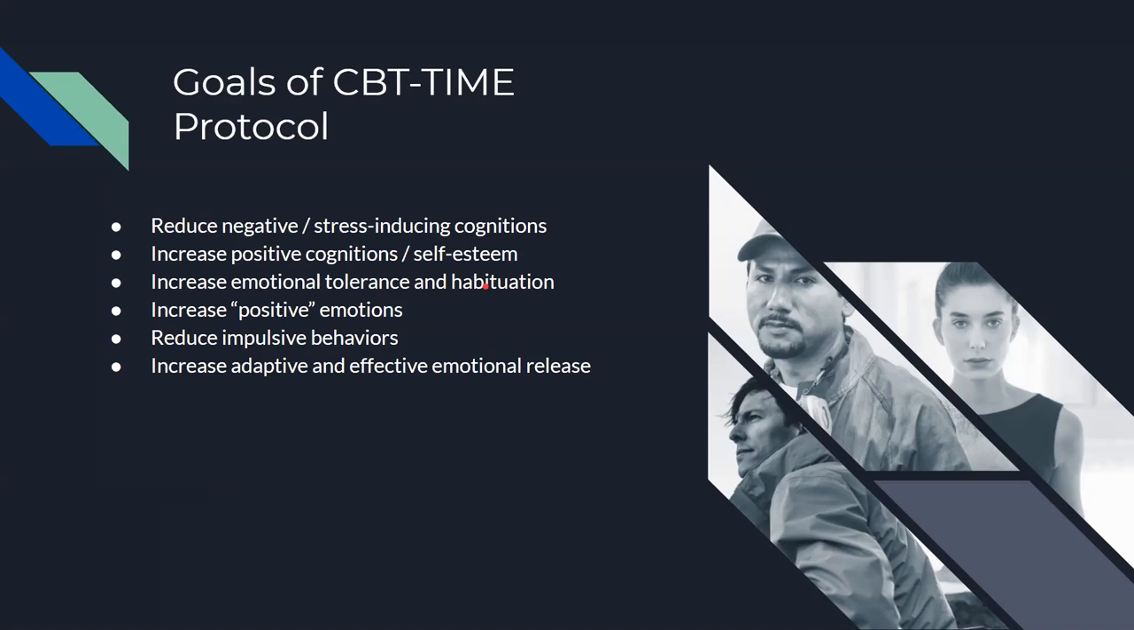So what are the goals of the protocol? Obviously, we want to reduce negative and stress-inducing cognitions, and on the other hand, increase positive cognitions and self-esteem. And we'll see later on why that's important to reducing stress and then reducing symptoms. We want to increase emotional tolerance and, as a result, the habituation that results. We want to increase positive emotions, and I'll talk about that later, also what a positive emotion is. We want to reduce heeding of impulsive behaviors and increase more adaptive behaviors and effective emotional release rather than letting the emotion build up. So those are the goals of the protocol, the very simple goals.